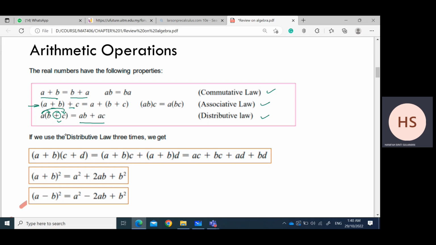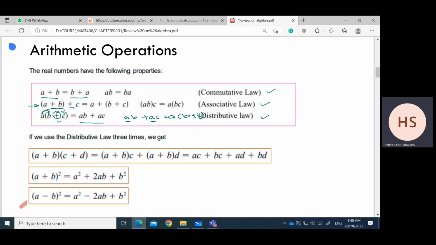Okay, so ini kita panggil sebagai distributive. Okay, ataupun you ada AB plus AC, it is equivalent with A. You ada kat sini ada A, you faktorkan A, you bawa keluar A, and then dalam bracket you ada B, operation dia tambah C. Ini pun dipanggil sebagai distributive law. From left hand side to the right hand side. Macam tu. Okay. Right.